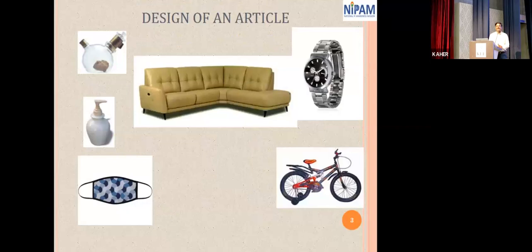So there is a design of an article. For any type of article you can get a design registered. Anything which is new, you will get it. You don't require an inventive step here because there is no technology here. Just develop, like sofas, and if it is a new design, you can get a registration. Watch, cycle or mask, even mask designs are registered in the Indian Design Office.